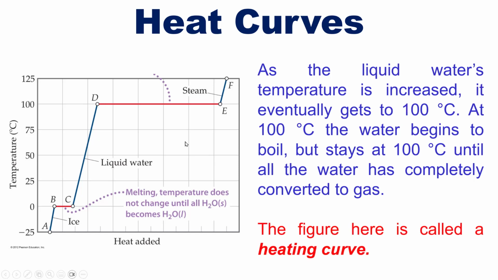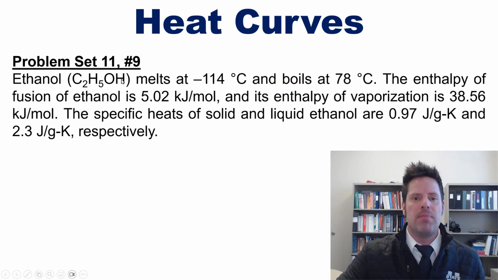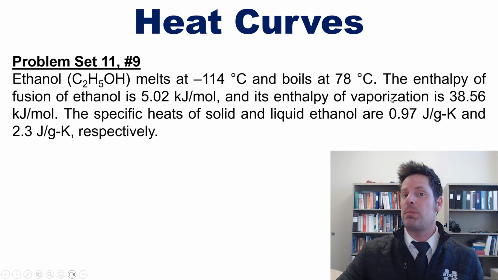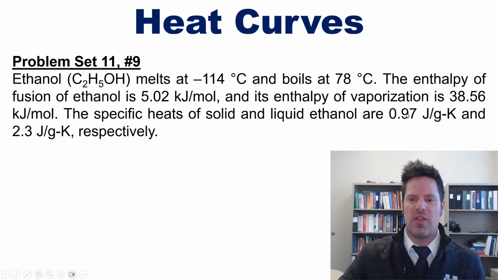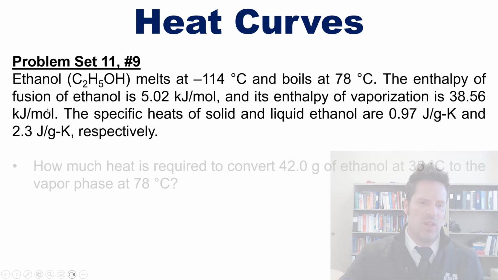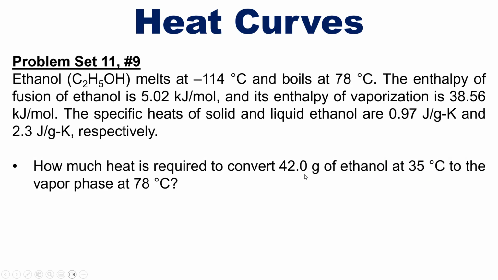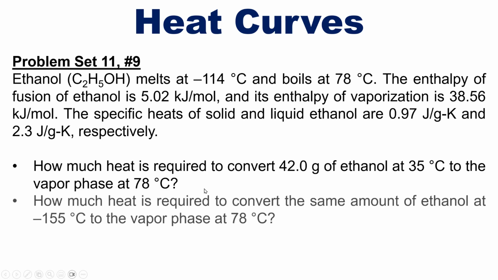This takes us to a beautiful example problem. Ethanol melts at negative 114 C and boils at 78. Additionally, its enthalpy of fusion is this number, and its enthalpy of vaporization is this other number. Moreover, the specific heats of solid and liquid ethanol are these two numbers respectively. With all of this data in mind, how much heat is required to convert 42 grams of ethanol at 35 C all the way up to the vapor phase at 78 C? And separately, how much heat is required to convert the same amount of ethanol at negative 155 C all the way up to the vapor at 78 C?